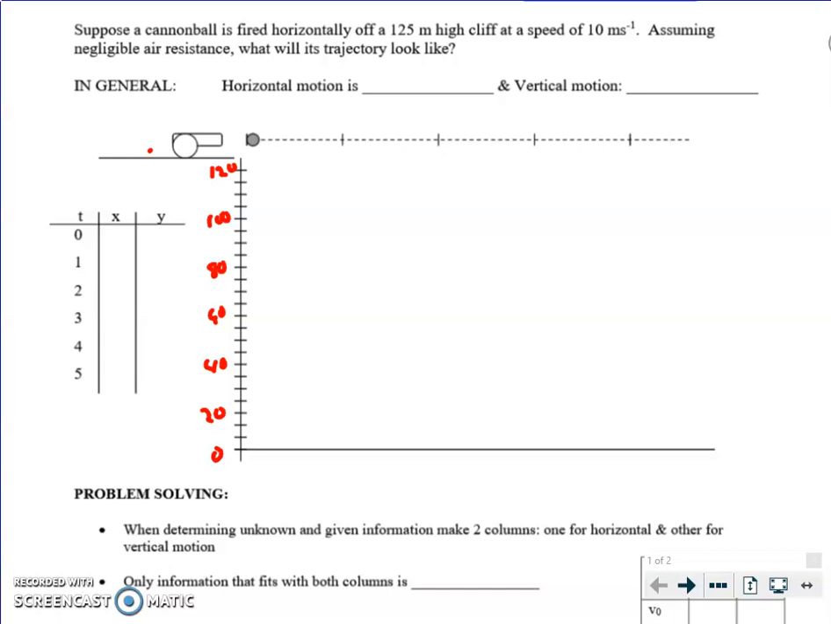So we're going to fire a cannonball off a certain height, 125 meters, and we're going to fire it at 10 meters per second forward. We're going to assume air resistance is negligible, and we're going to try to figure out what the trajectory looks like. So here's the cannonball at time equals 0, and it's at an initial height of 125. You know it's going to fall and move forward. You probably have an idea of what the trajectory is going to look like. We'll show you how we'll develop it.